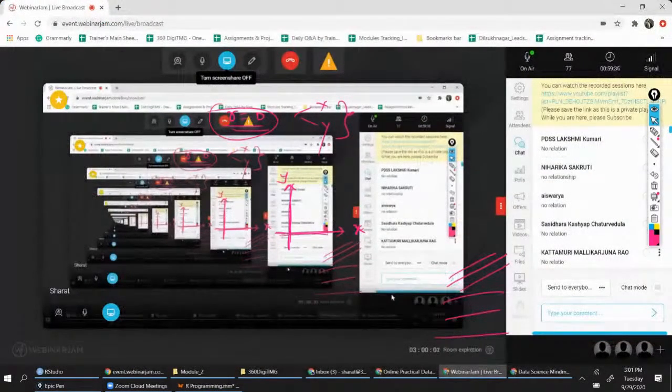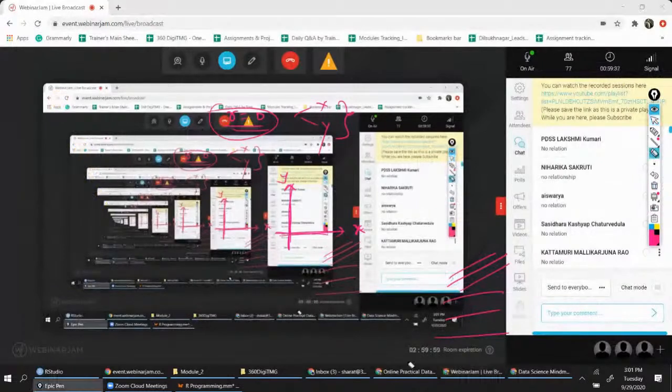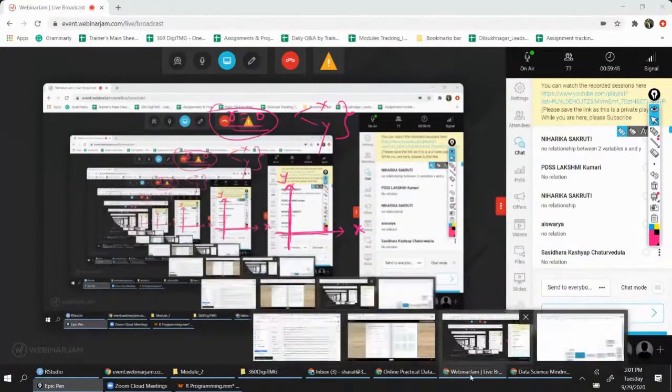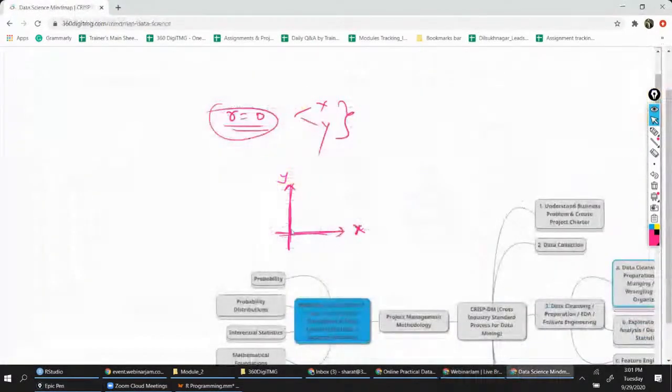Visualization. I'm talking about scatter diagram. How does scatter diagram look like? Yeah, that's the interpretation. No relationship is the interpretation. Can you explain the line? Can you explain the scatter of the data?